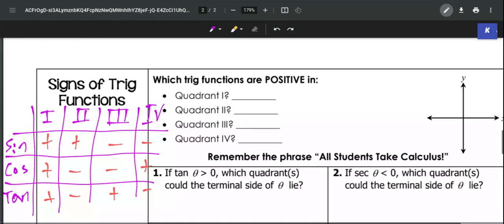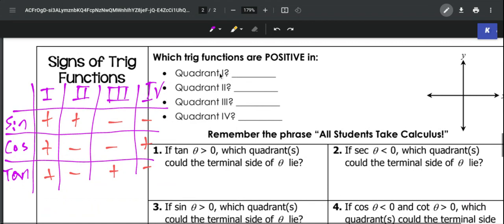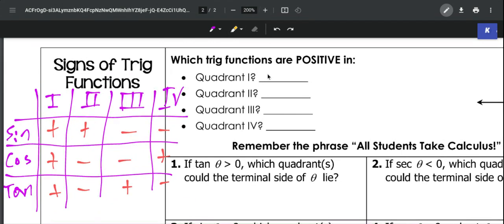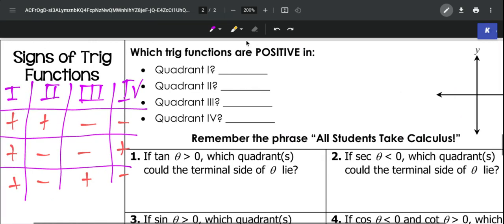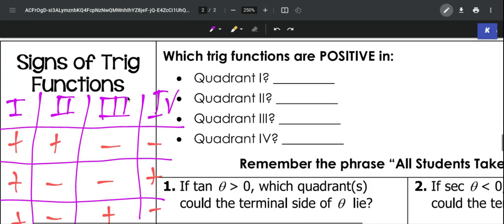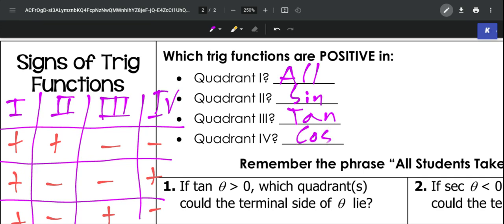I'm going to let you look more at all of these, but some people will teach it this way too. They remember the phrase, all students take calculus, which means in quadrant 1, all of them are positive. In quadrant 2, just sine is positive. In quadrant 3, tangent is positive. And then in quadrant 4, cosine is positive. So some people teach it that way.